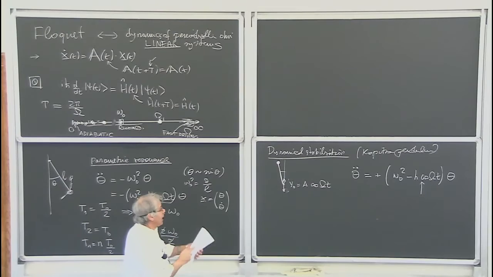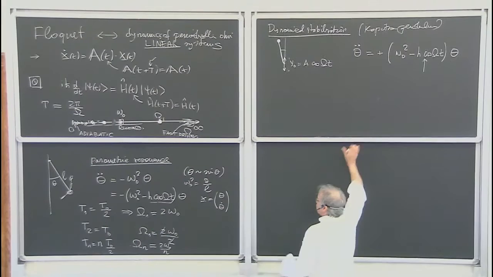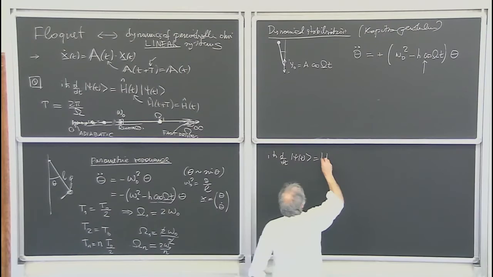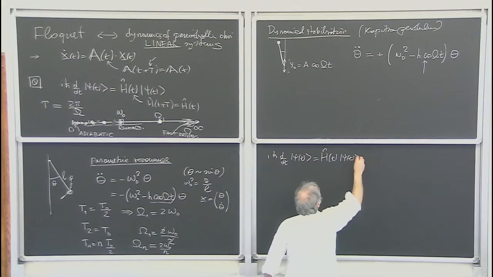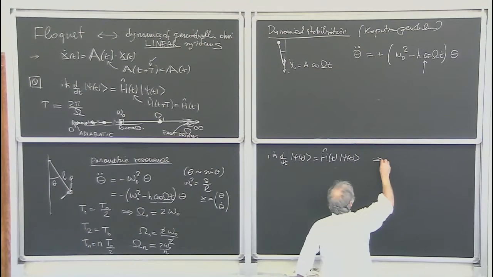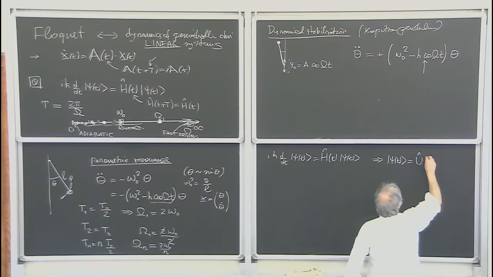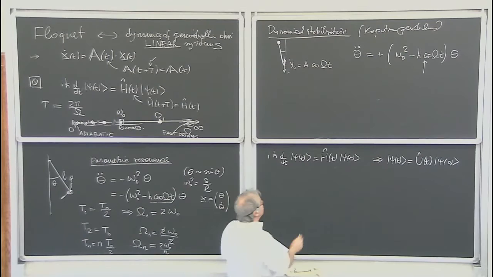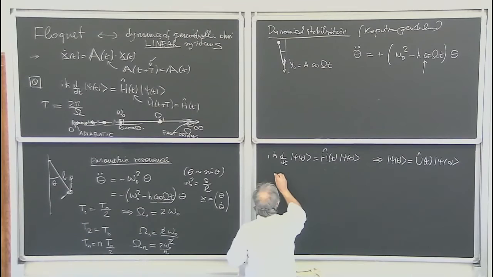Next, this is probably what I will do today. Tomorrow, I will switch to the quantum case. So I will show that if you have the Schrödinger problem with a time-dependent periodic Hamiltonian, okay, then first of all, obviously this is always true, I can define an evolution operator, a unitary evolution operator that, for instance, takes the state at time zero and evolves it at time t.